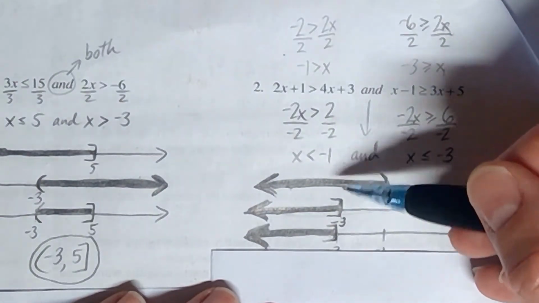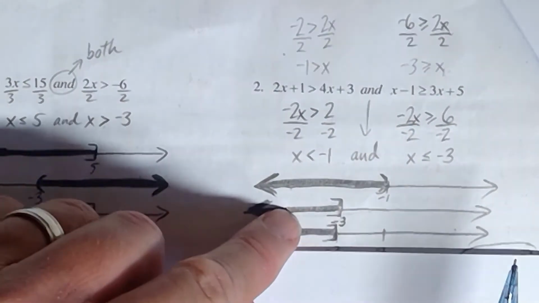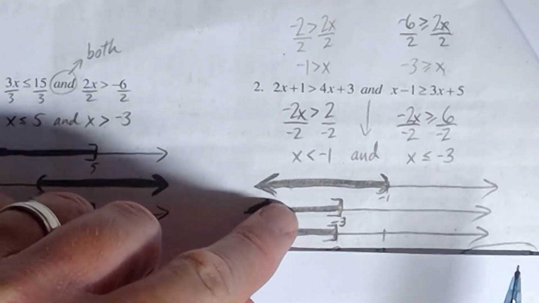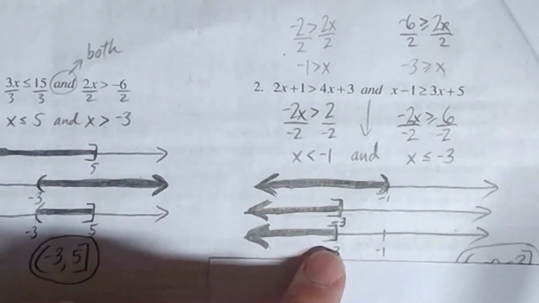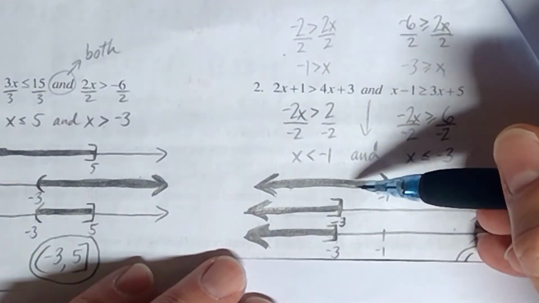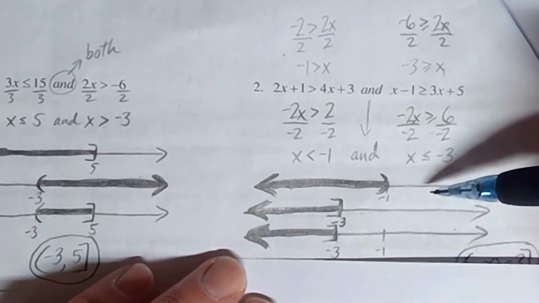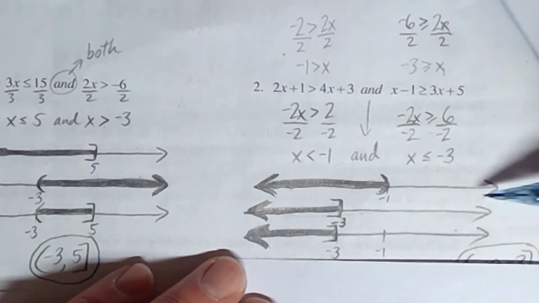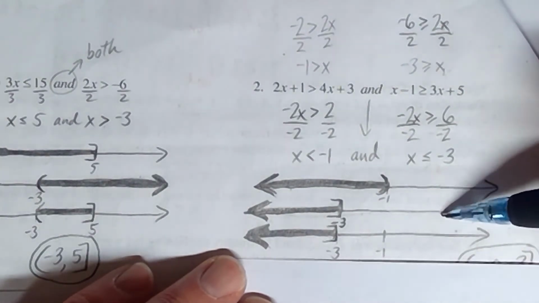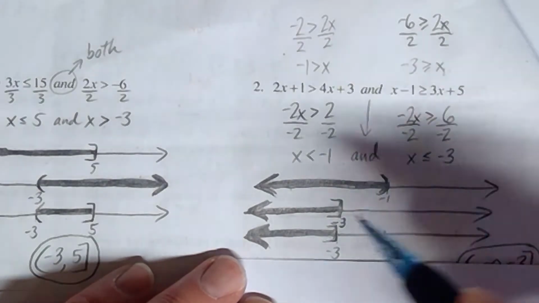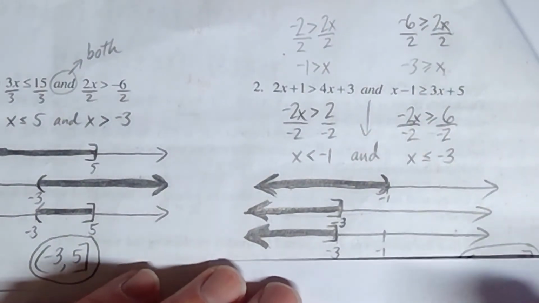Because the first one is the only one that is shaded both times right above it there, from negative infinity up to negative 3. All right, this middle interval is only shaded once, and the last interval from negative 1 to infinity is not shaded either time. So only the first interval comes down into the final answer there.